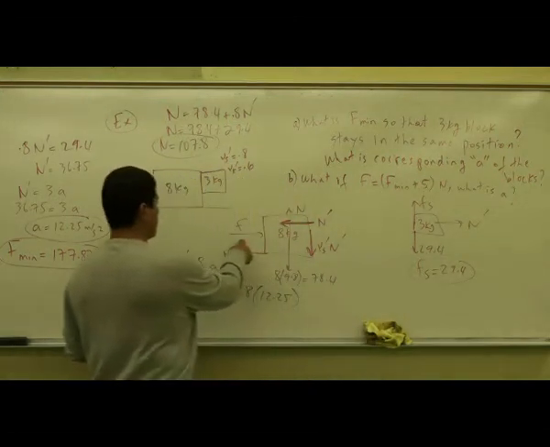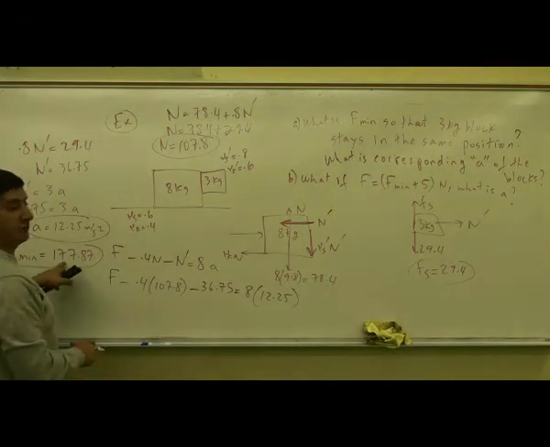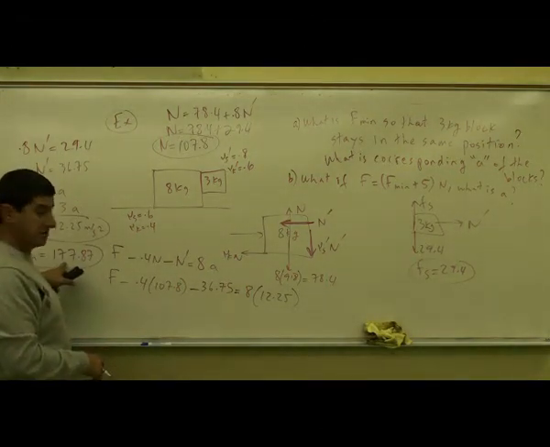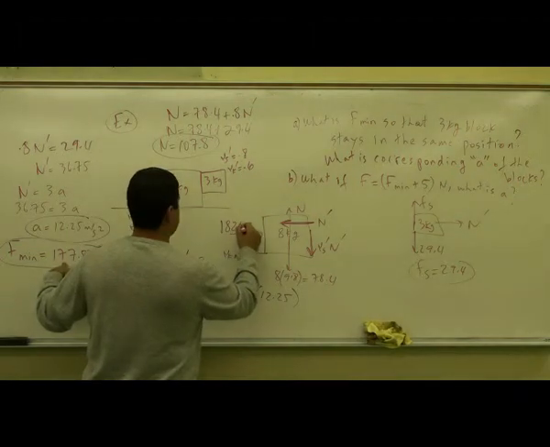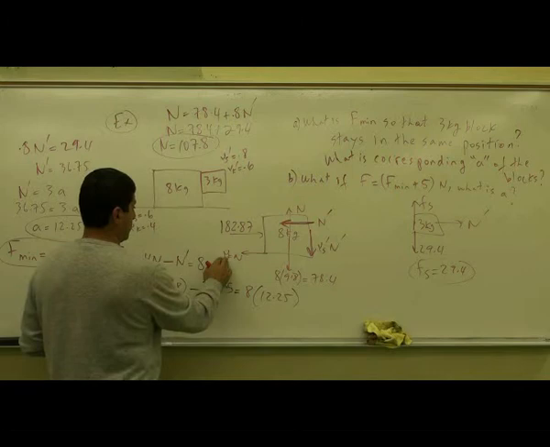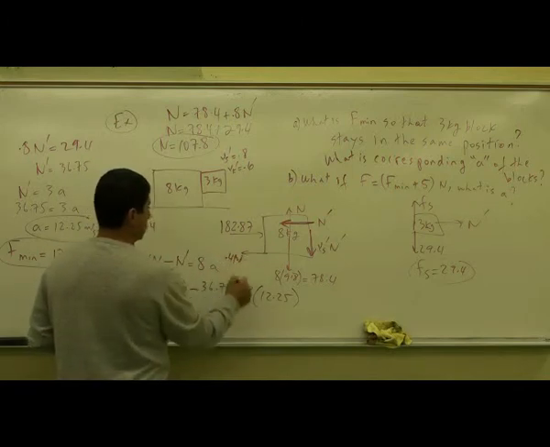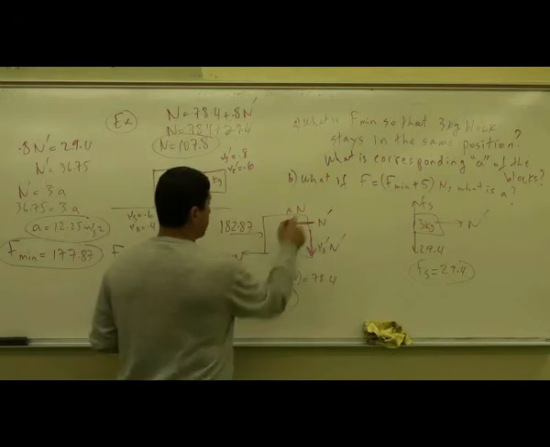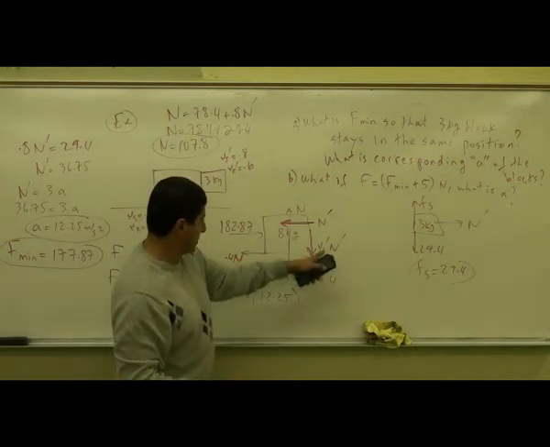Now, how does this change? Well, the F we already know is going to be 5 newtons greater than this, right? So that's 182.87. This doesn't change at all. It's still 0.4 N. Does the N change? Well, the downward force is 78.4. What is this force?